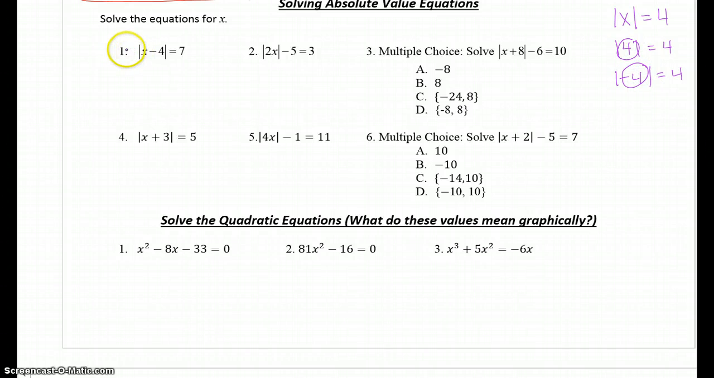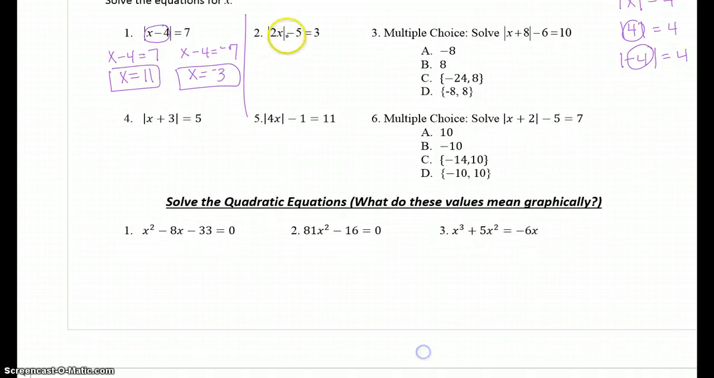So when you have an equation like number 1, we're going to say that the inside is equal to a positive 7 or a negative 7. You're going to solve those separately. So I'm going to add 4 to both sides here, and I get 11. I'm going to add 4 to both sides here, and I get negative 3. So I get 2 possible answers.